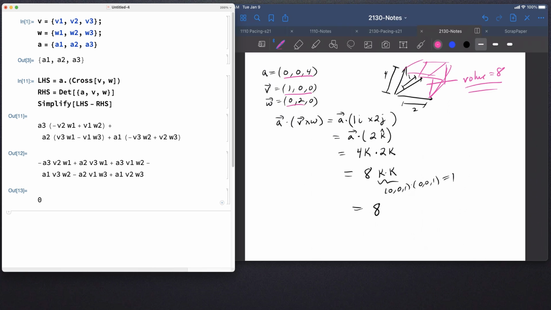All right. So there we have our interpretations of the dot and the cross product when it comes to area and volume.